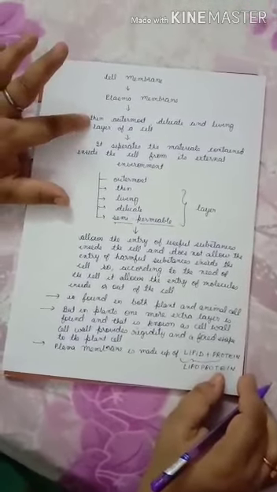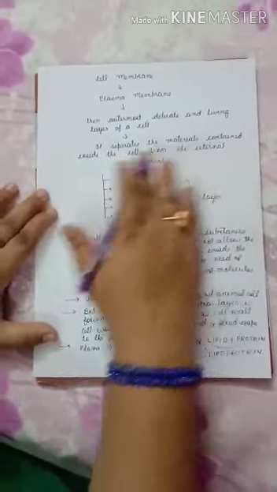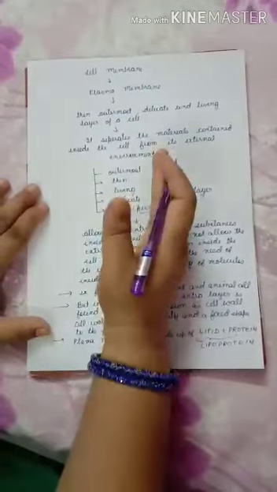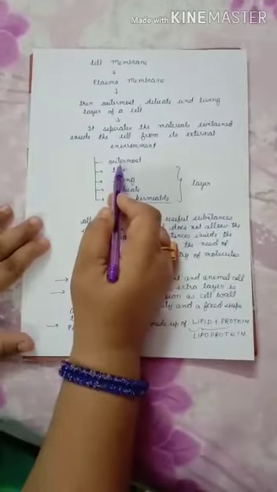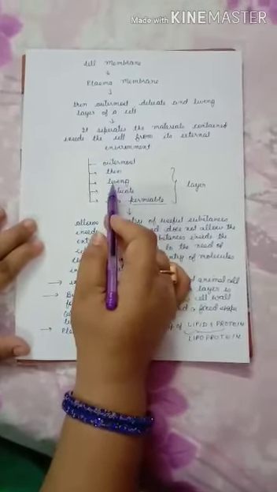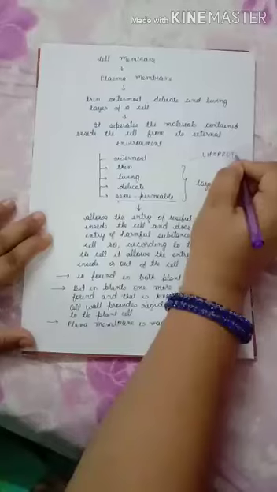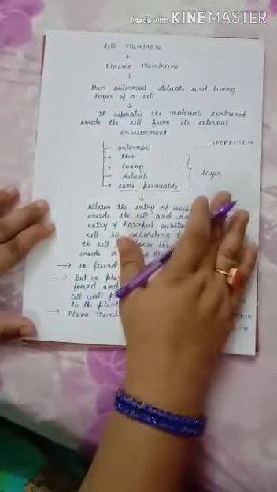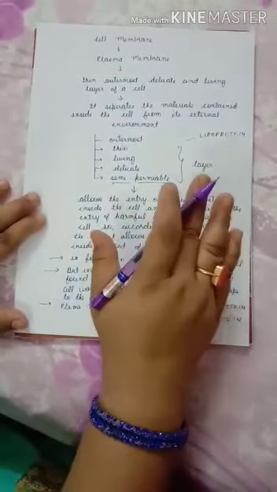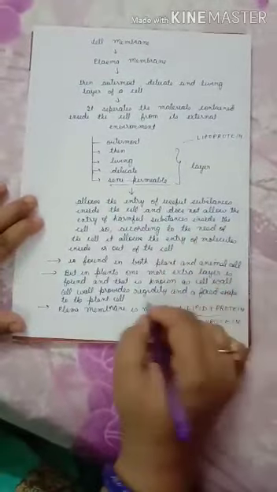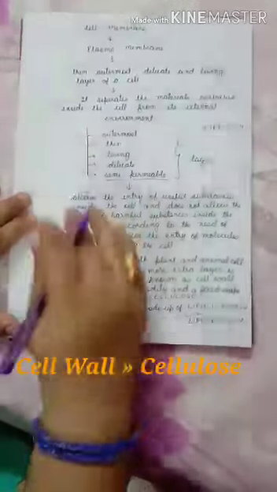So what is plasma membrane? Plasma membrane is the outermost thin, delicate and living layer of the cell. And what does it do? It separates materials contained inside the cell. That is, it separates protoplasm from the external environment. Okay, and these are the characteristics: outermost, thin, delicate, living and semi-permeable, and it is made up of lipoprotein, and it is found both in animal and plant cell. Whereas in plant cell, one extra layer is found, and that extra layer is known as cell wall, and cell wall is made up of cellulose.